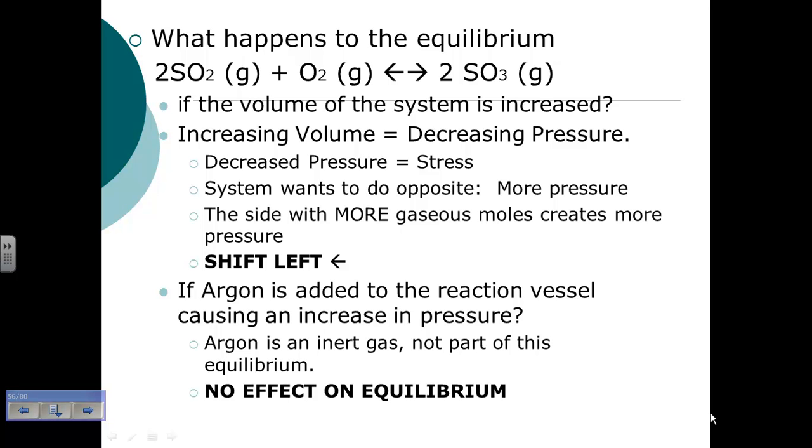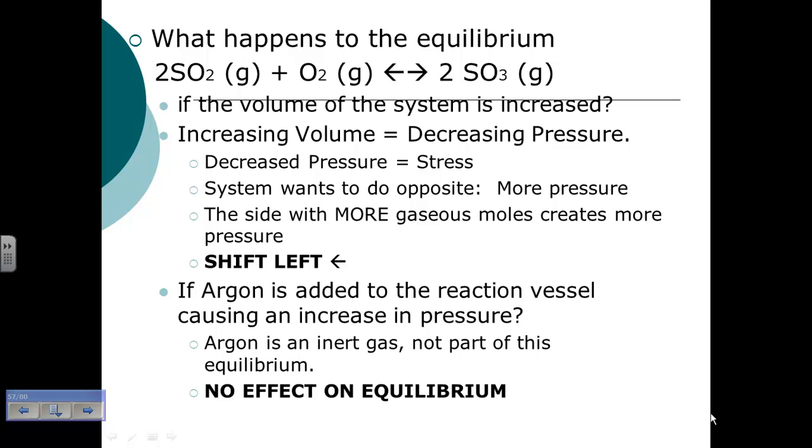If the volume of the system increased as we had just discussed, we had said increasing volume is the same as saying decreasing pressure. So we realize, according to Boyle's law, decreased pressure is the stress. That system wants to do the opposite of what we've done. Well, the opposite of dropping pressure is to create more pressure. Which side of our arrow has more gaseous moles? Well, the left side does. Therefore, the equilibrium will shift left. When I shift left, I create more gaseous moles, and therefore I'll have more collisions, and the pressure will again increase.